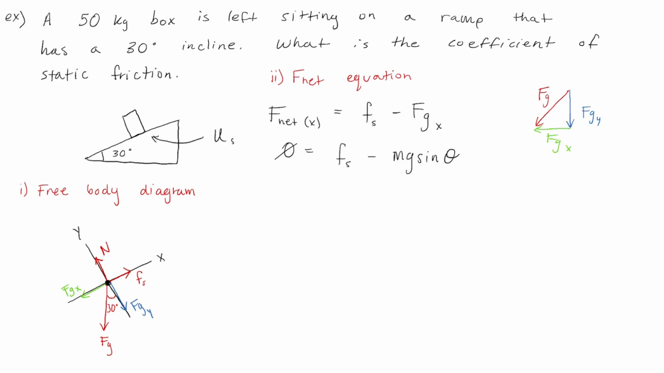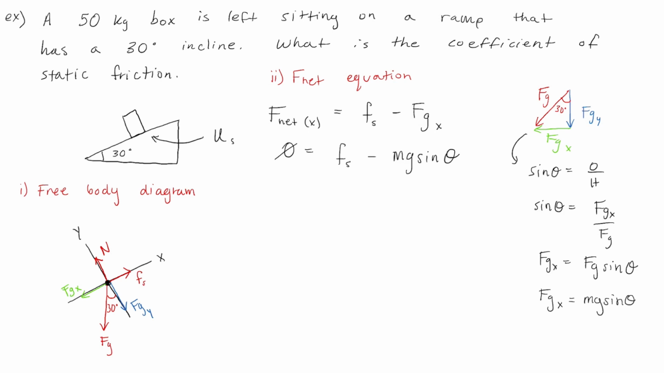of gravity. Now we have a right angle triangle, which means we can use trigonometry to solve for each of the sides. So I will use sine theta, which is equal to opposite over hypotenuse. The opposite side is FGX, and the hypotenuse is FG. We can rearrange and isolate for FGX and replace the force of gravity with mg. And that gives us FGX is equal to mg sine theta.